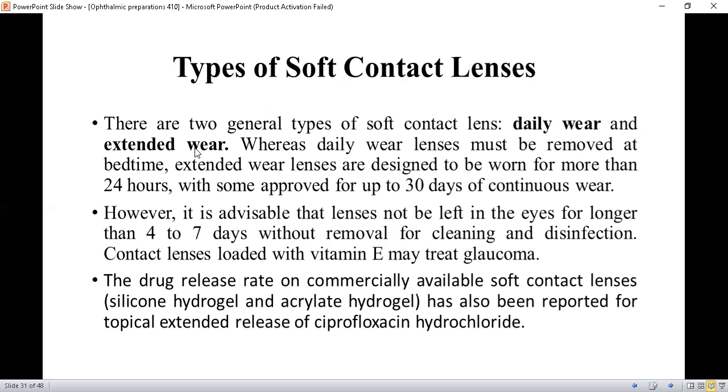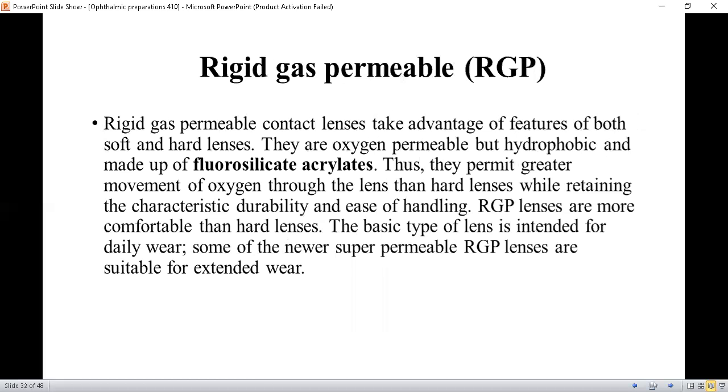As by the name, these are self-explanatory. Now the third type is rigid gas permeable lenses. Rigid gas permeable contact lenses take advantage of features of both soft and hard lenses. They are oxygen permeable but hydrophobic and made up of fluorosilicone acrylate. These lenses permit greater movement of oxygen through the lens than hard lenses, while retaining the characteristics, durability and ease of handling.